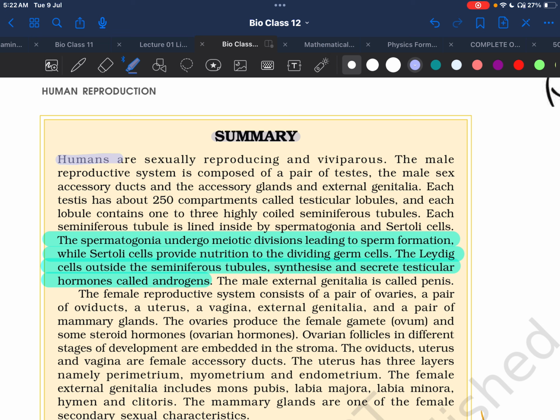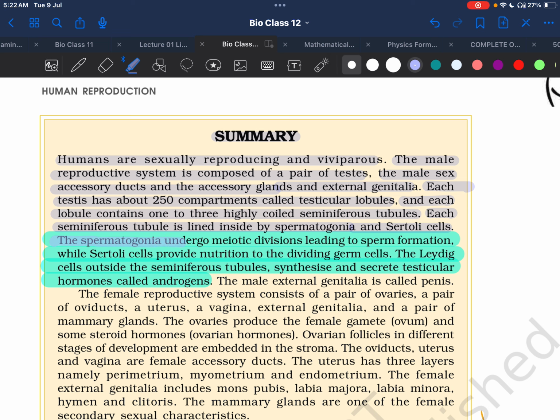Summary: humans are sexually reproducing and viviparous. The male reproductive system is composed of a pair of testes, the male sex accessory ducts, the accessory glands, and external genitalia. Each testis has about 250 compartments called testicular lobules, and each lobule contains 1 to 3 highly coiled seminiferous tubules. Each seminiferous tubule is lined inside by spermatogonia and Sertoli cells.